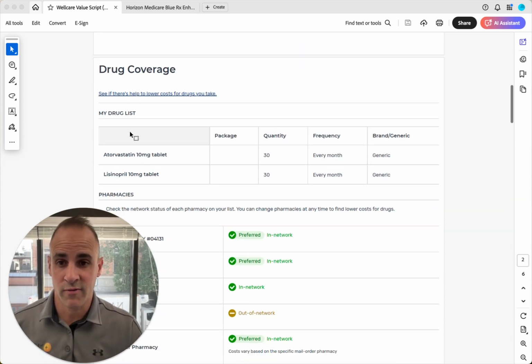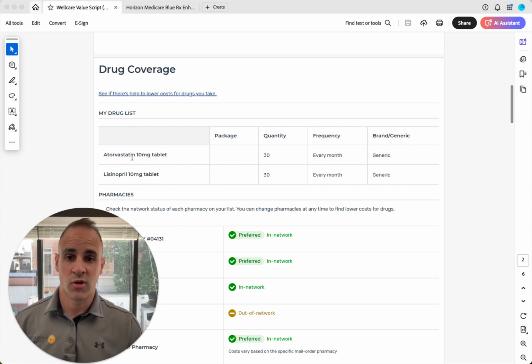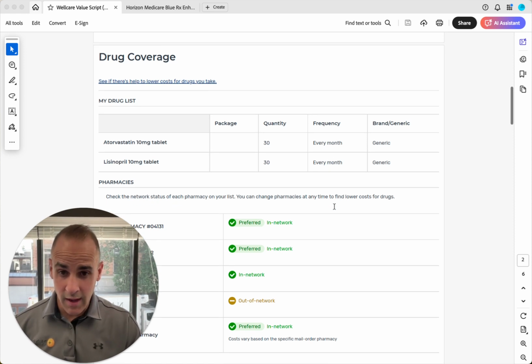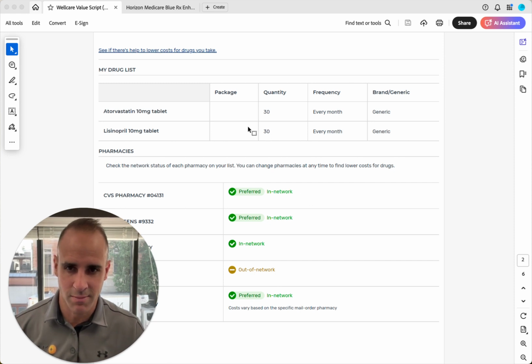Then comes the drug information that was entered for the report. So you want to verify that this is the correct information that you put on, that you're currently taking. These two medications, the dosage and the frequency, that just helps you verify the right medications.